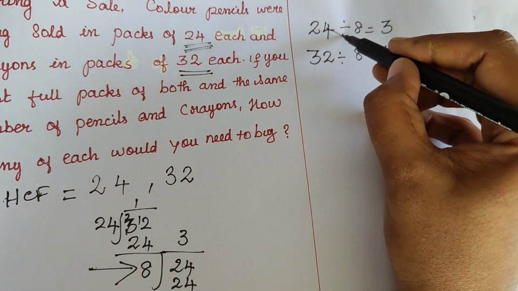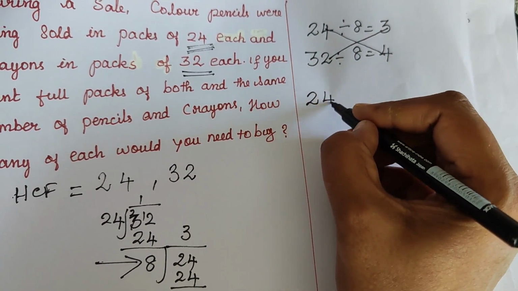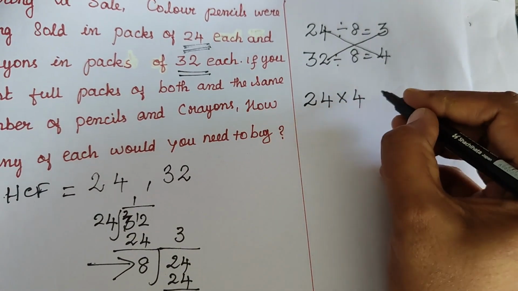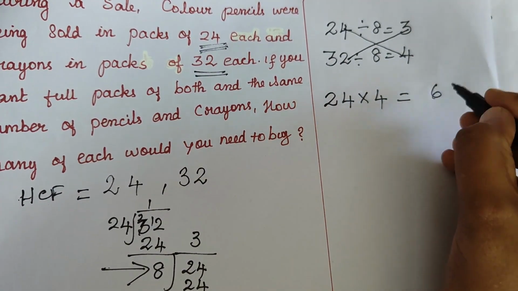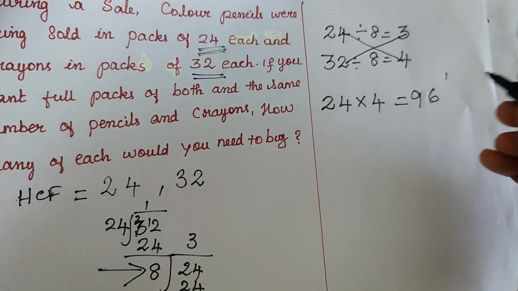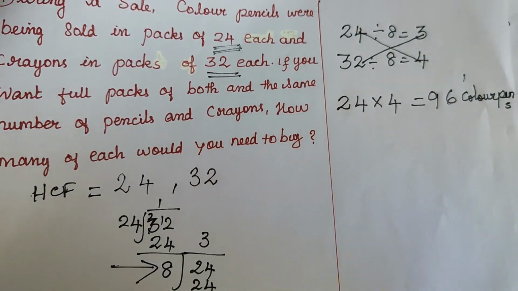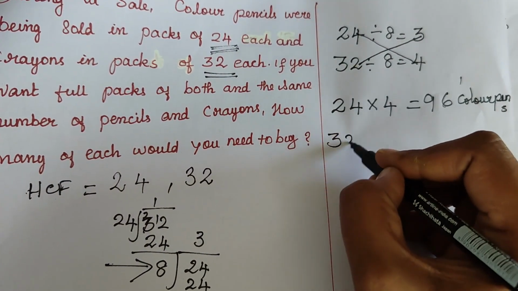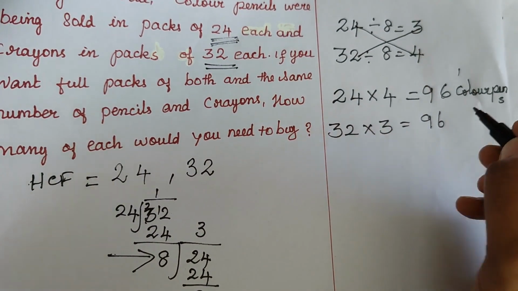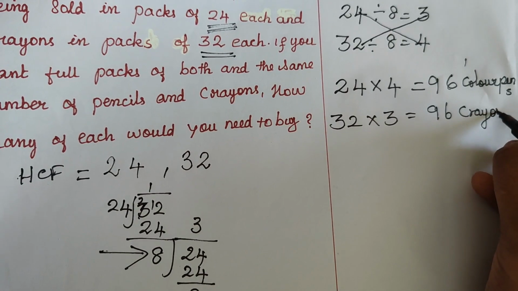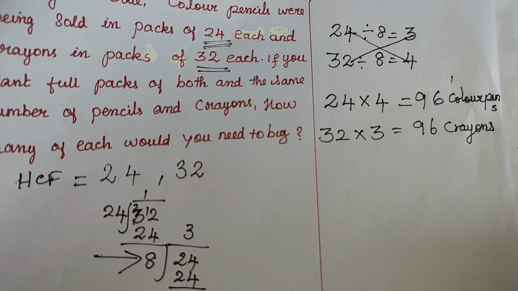You will multiply to get the same number. 24 color pencils into 4 times: 4 4s are 16, 1 balance, 2 4s are 8, 8 plus 1, 96. 96 color pencils, and 32 crayons into 3 times, you will get again 96 crayons. Now you see you have an equal number of color pencils and crayons.